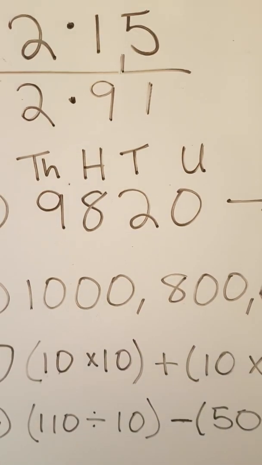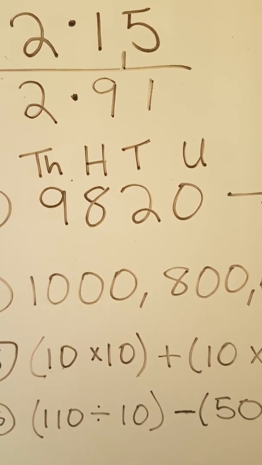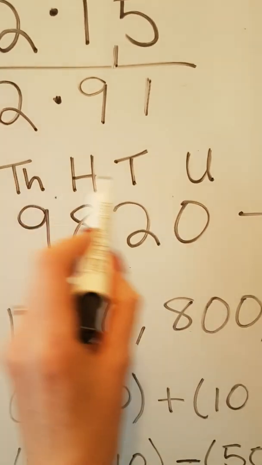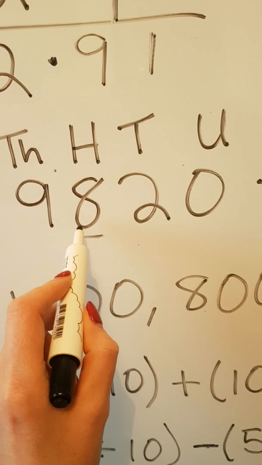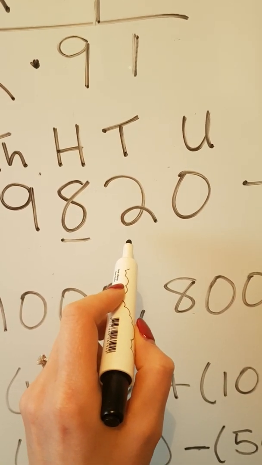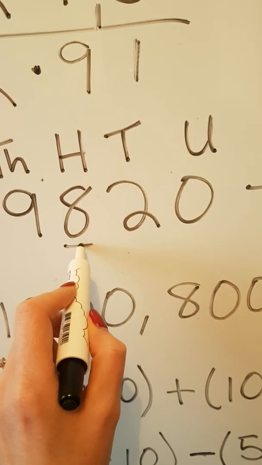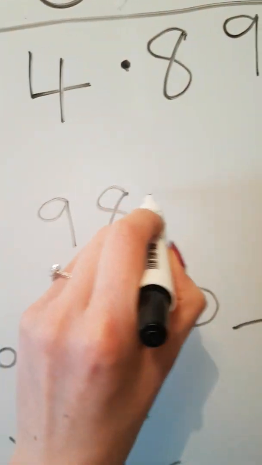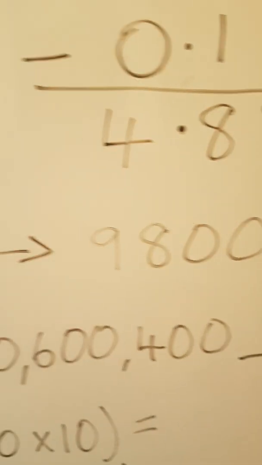So the answer is 4.89. Question 3 then was rounding, and it was rounding to the nearest 100. So round 9,820 to the nearest 100. So I've written out my columns here so I can see my hundreds column is here, but what I must do is look at the number beside the hundreds column, which is 2, and I know the rule 0 to 4 touch the floor, so I stay at the hundred that I'm at. So it's going to be 9,800 is my answer there for number 3.